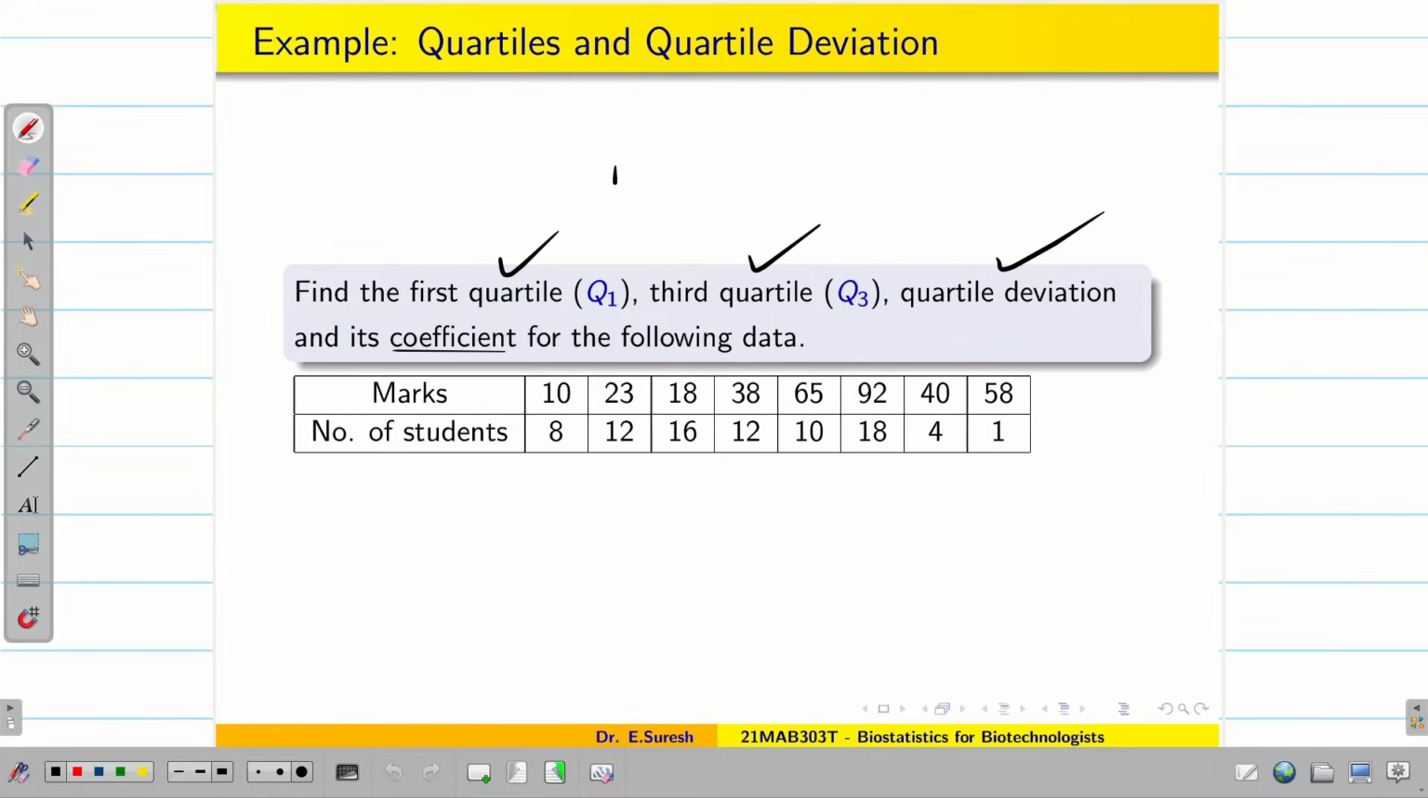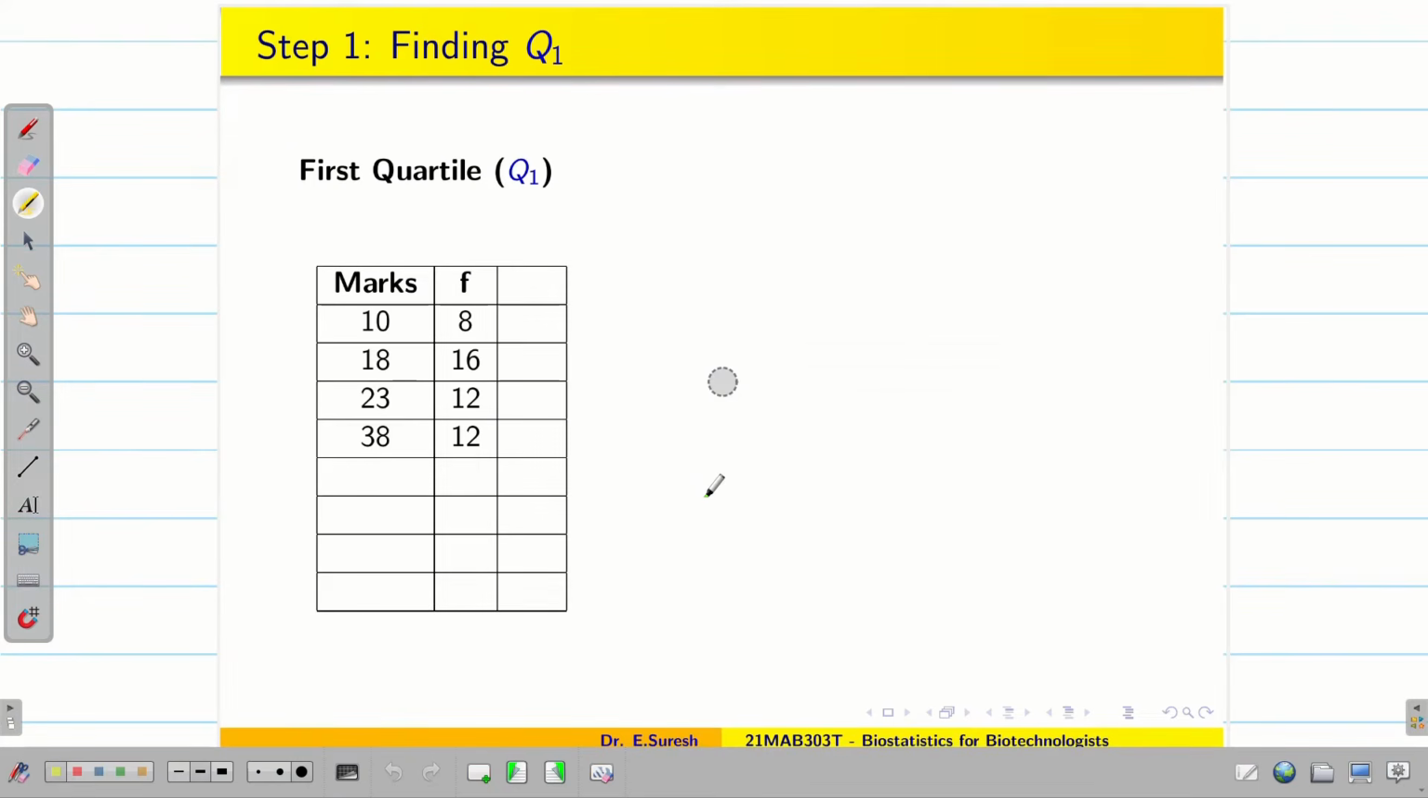Whenever I speak the word median or quartiles, the first step is arranging in ascending order. This is very important. So when you write the table, first we write 10 and its frequency 8, then second 18 and 16. We have to arrange in ascending order first, like this. Once you arrange the marks and then the corresponding frequencies, step 2 is finding the cumulative frequency.